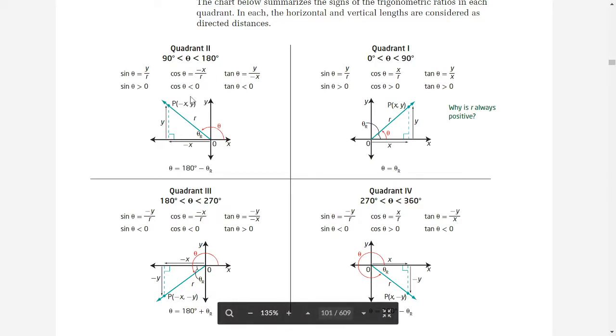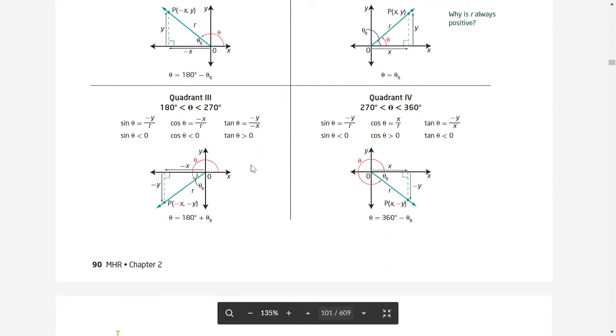And remember that in quadrant 2, it's still the same three formulas, but this time cosine's negative and tangent's negative. In quadrant 3, sine is negative, cosine is negative, but because you have a negative divided by a negative, tangent is positive. And in quadrant 4, if you had a triangle stuck down there, sine's negative, but cosine's positive because the x is in the positive direction, and tangent is negative.